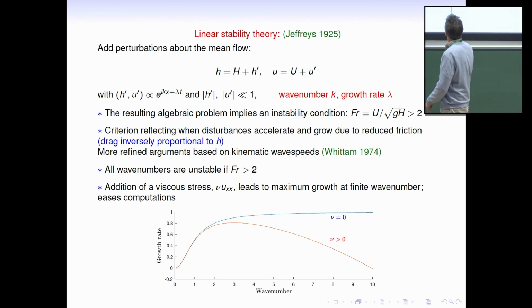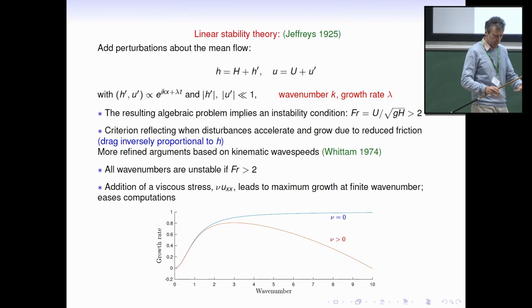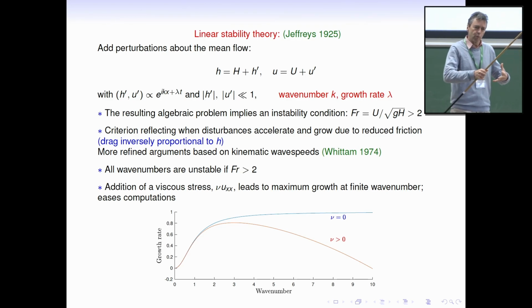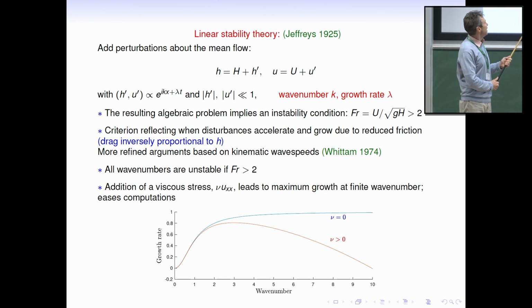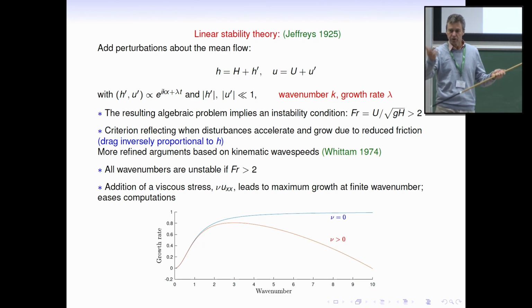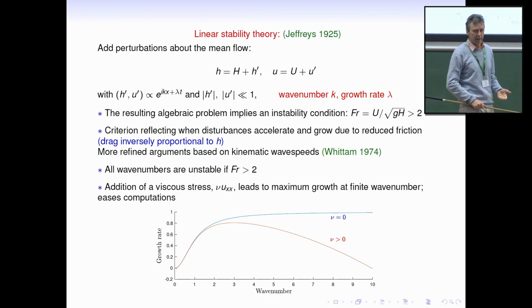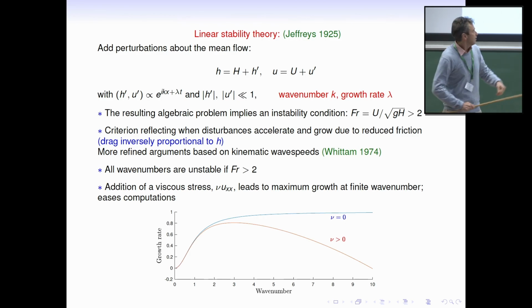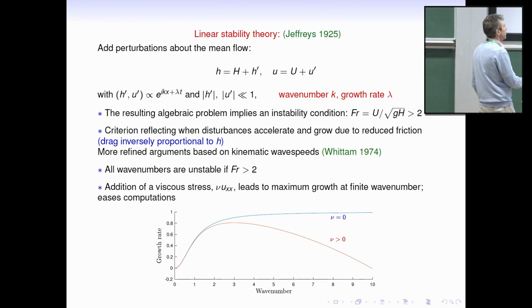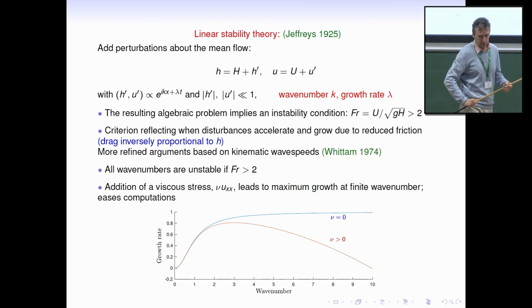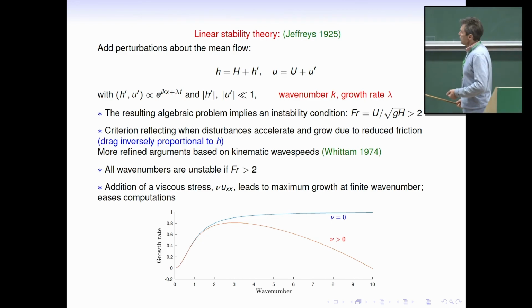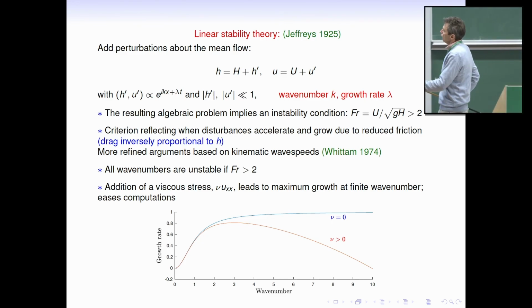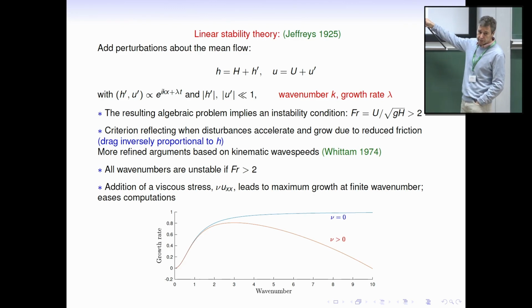You can understand this stability criterion roughly as follows: if you create a wave, you increase the depth, then the friction is inversely proportional to the depth. So the friction goes down, so it gets faster, picks up fluid, and then continues to grow. There's a little bit more to it than that because the speed is also involved in the drag, and there's more refined arguments based upon kinematic wave speeds due to Whitham in 1974 that established what the physical origin of this instability criterion is. So let me tell you a little bit more about the linear stability properties.